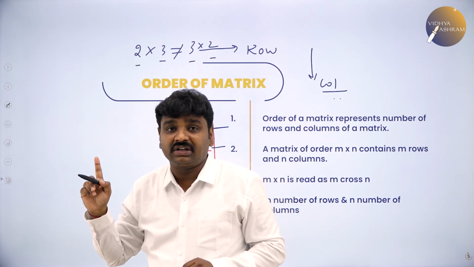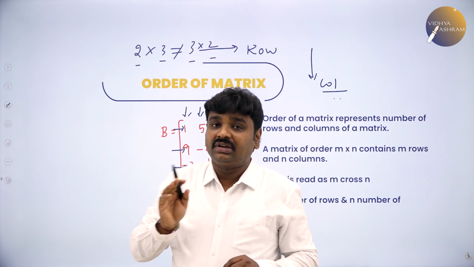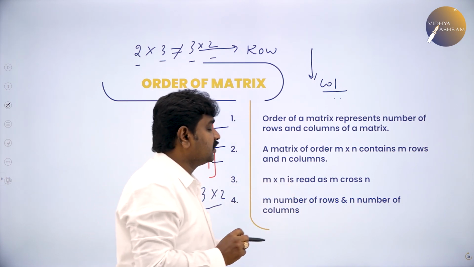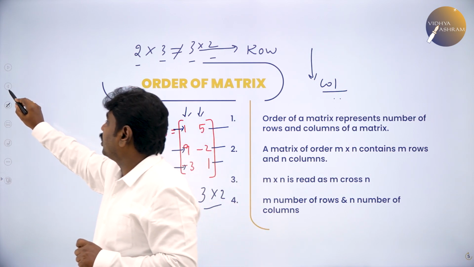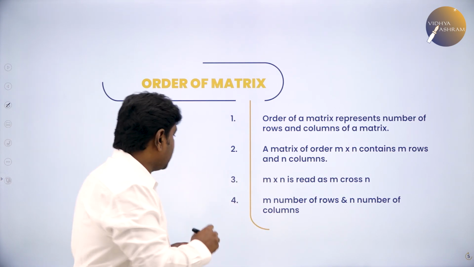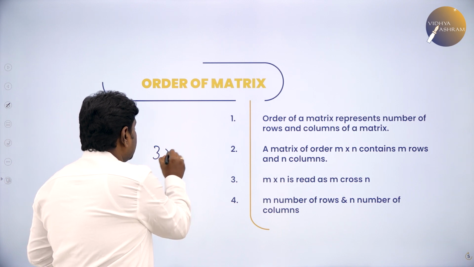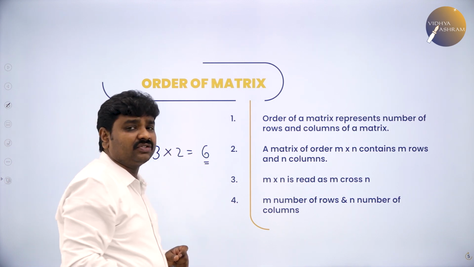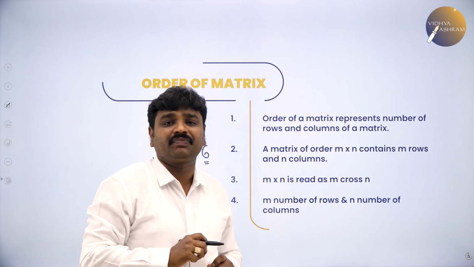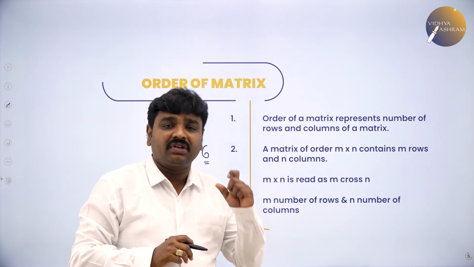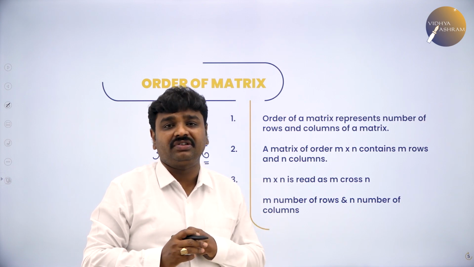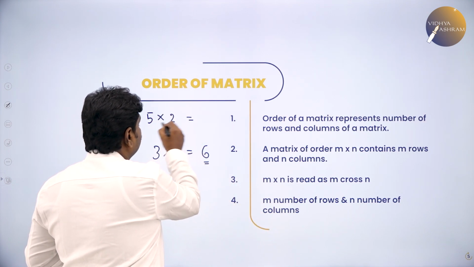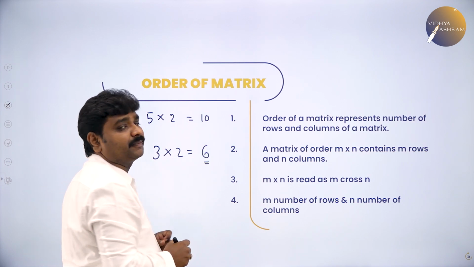It's not multiplication. 2 3s are 6, 3 2s are 6. The number of elements in them is the same. Very interesting. So order also helps you to find how many elements are there. If I say a 3 cross 2 matrix, and I multiply 3 cross 2, I'll get 6. So a 3 cross 2 matrix will have exactly 6 elements. The number of elements in an m cross n matrix is mn. So if I have a 5 cross 2 matrix, 5 rows 2 columns, in total it will have 10 elements.